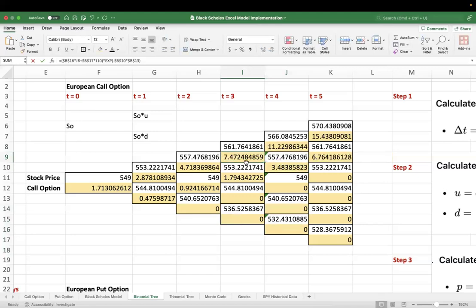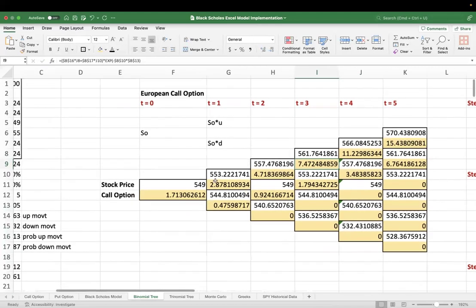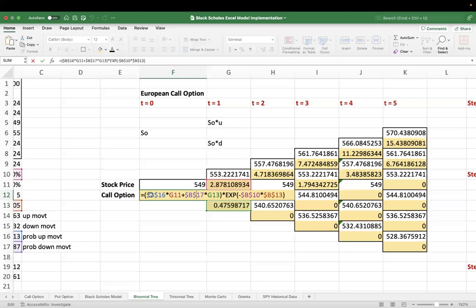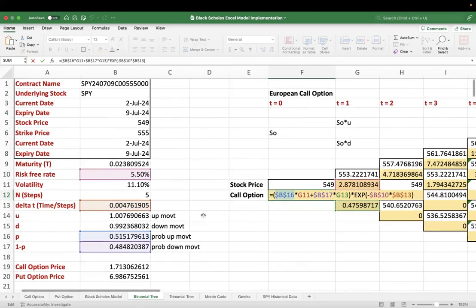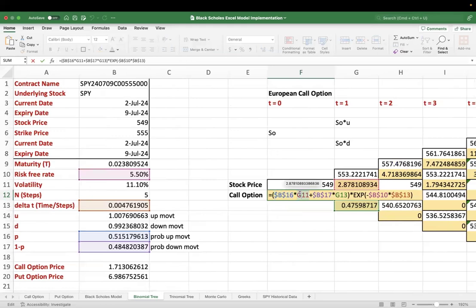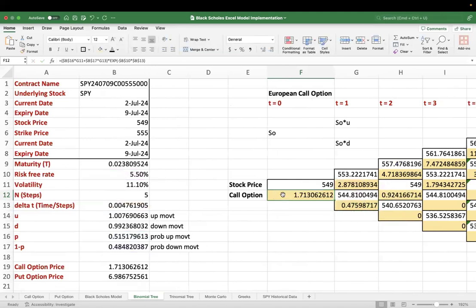So like this, we'll back propagate it till the end, and we'll use the same formula. We are not changing anything. So to arrive at this, we'll use the same formula, which is p times this value, which is the up value, plus 1 minus p times the option down value, and then just discounting it off. So this is what our call option price is, which is 1.71.